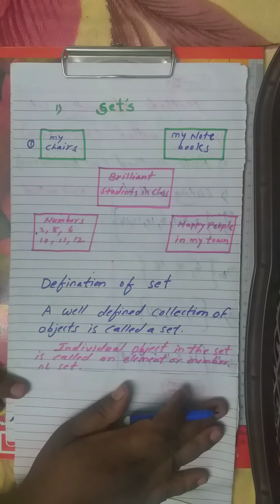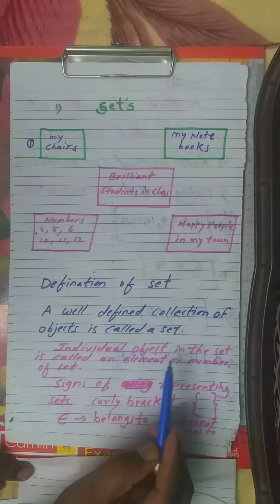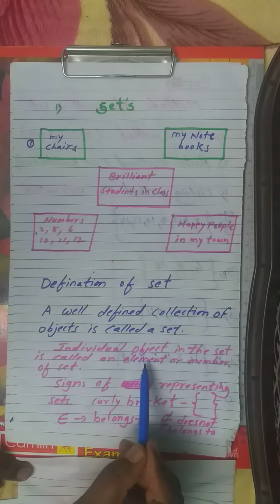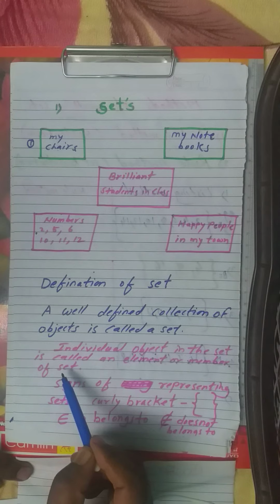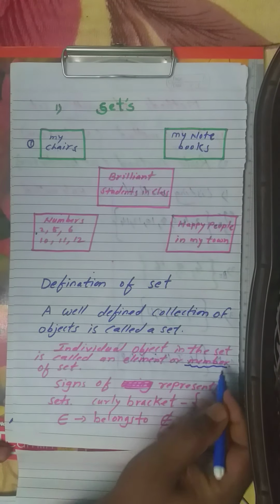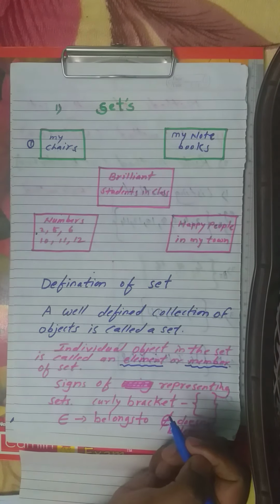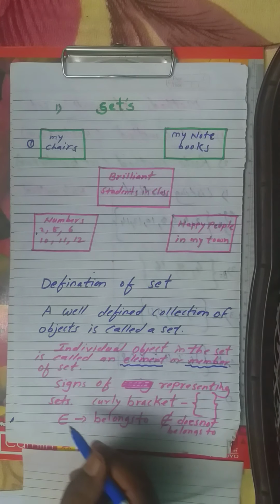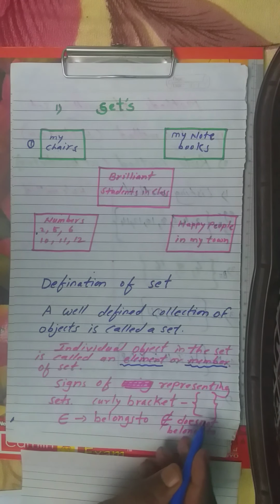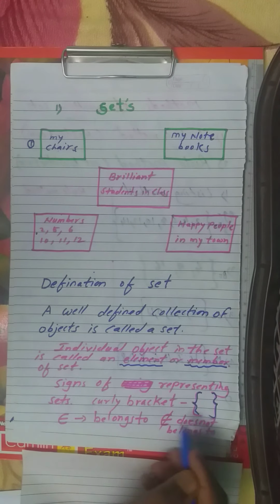Now which things are included in the sets? Each individual object in the set is called an element or a member of the set. Instead of member we can use the word element of that set. Now, the sign convention for representing a set: sets are represented by curly brackets. They are shown like this, curly brackets.